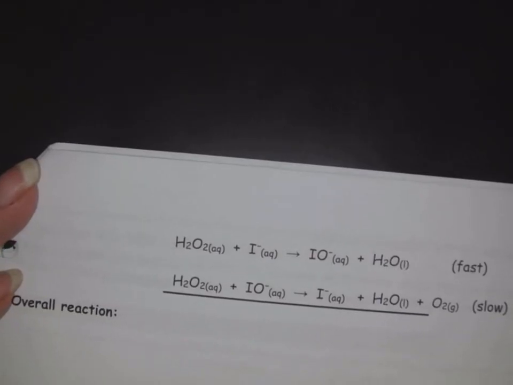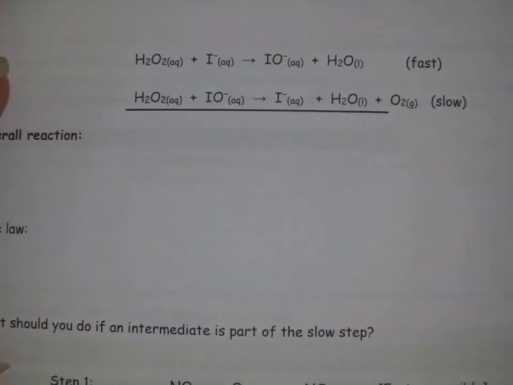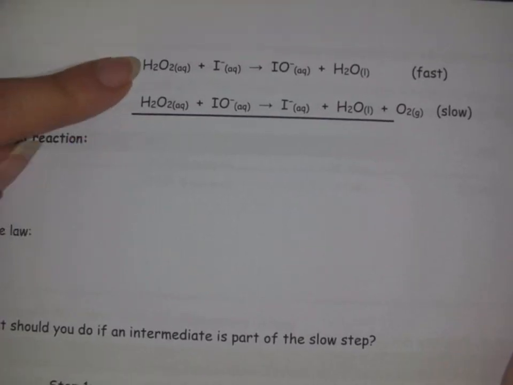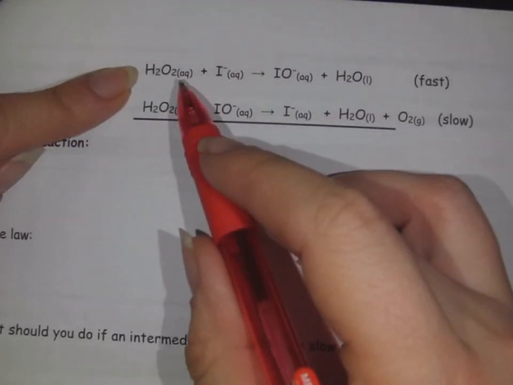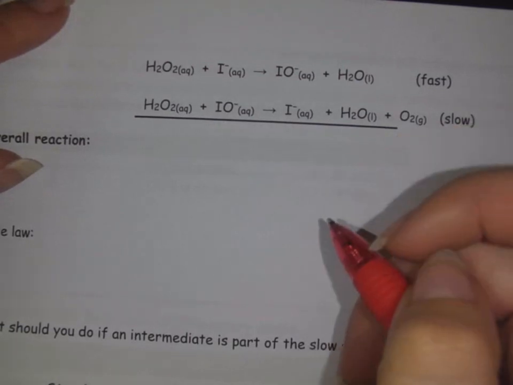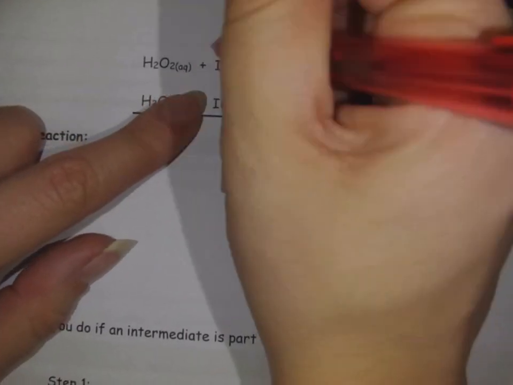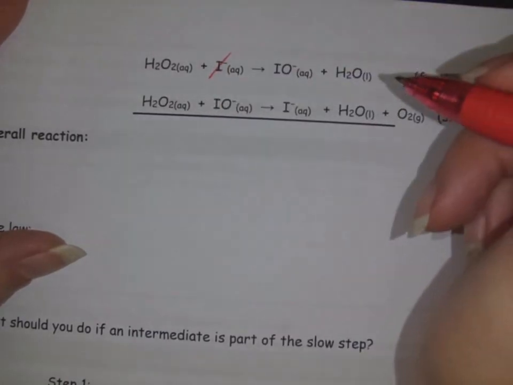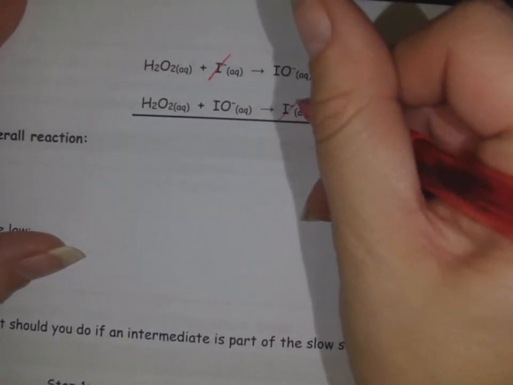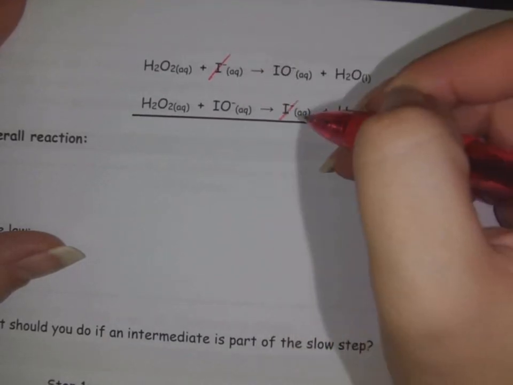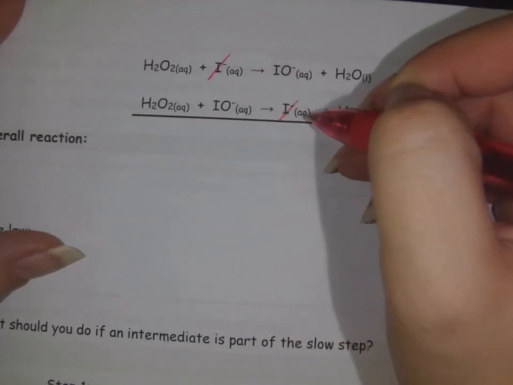Okay, so let's see what the overall reaction is for this. Hydrogen peroxide, and it's not showing up on the product side. Okay, so that doesn't cancel. Oh, iodine. Do you see how iodine was there in the beginning on the reactant side? It was there in the end. So that's a catalyst.